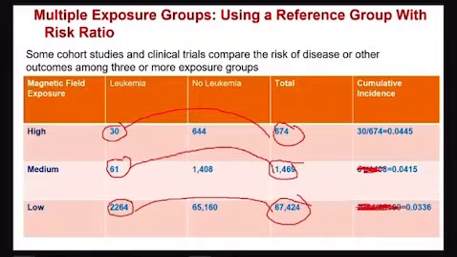Yeah, 61 divided by 1469 is 0.0415. That's correct. Then the last one, did you also check the last one? 2264 divided by 67424. Okay, that's correct now.